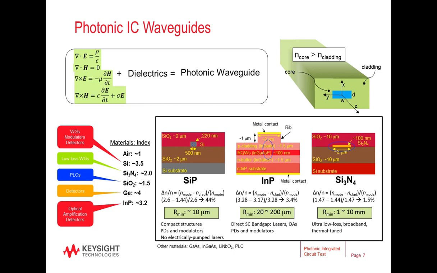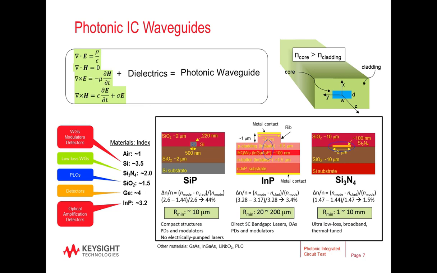Now we look at indium phosphide in the middle there. It also is capable of fairly tight corners, somewhere in the range of 20 to 200 microns, depending on how deep you cut that rib in the guide there. But it has a direct band gap, and so you're also able to get lasers out of the structure, optical amplifiers, in addition to photodetectors and modulators. This, of course, doesn't leverage as much the large-scale platforms, and so I'll talk a little bit about the heterogeneous combinations.